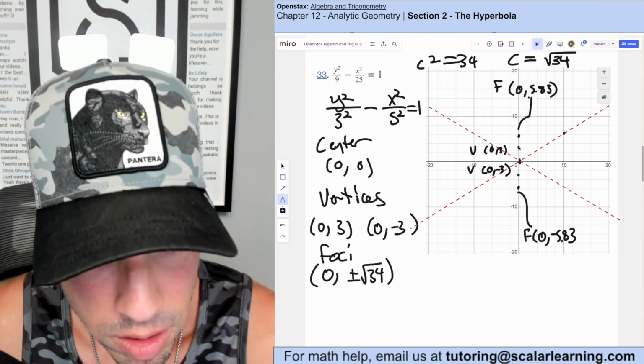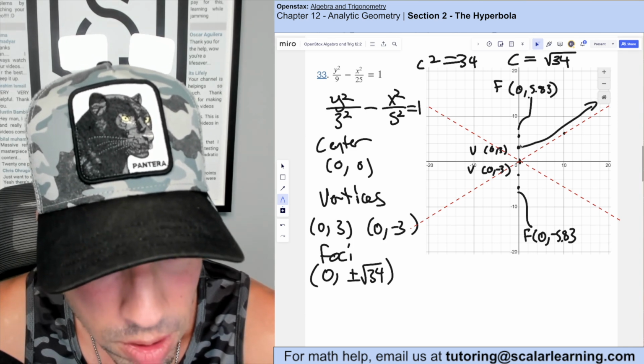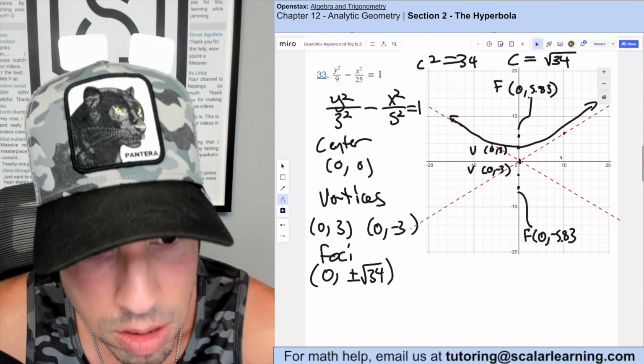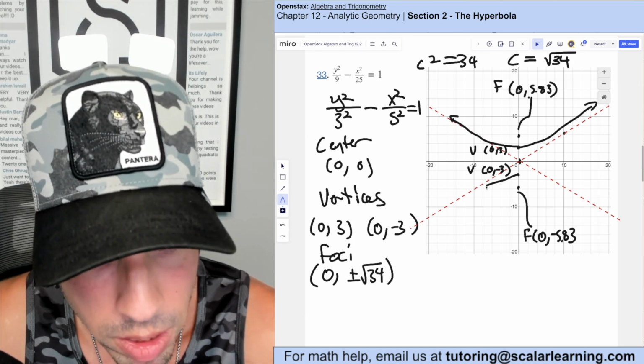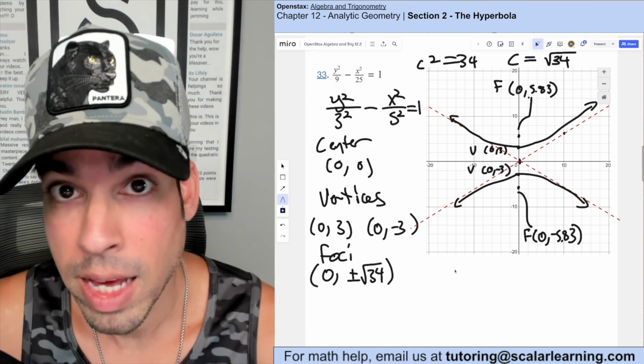And now we just connect the dots. We've got the vertices, and then we come out and hug the asymptotes like that. Hug the asymptotes like this. It's not supposed to cross, by the way, if it looks like it did. That was an accident. And then hug the asymptotes, and hug the asymptotes. And that's how you do it.